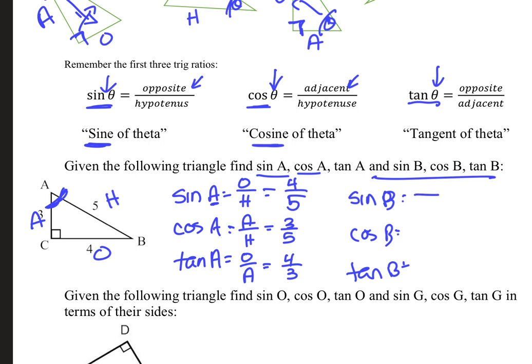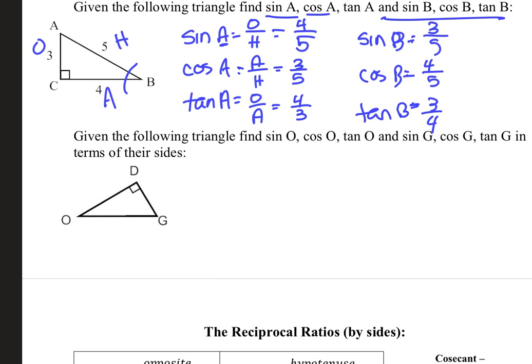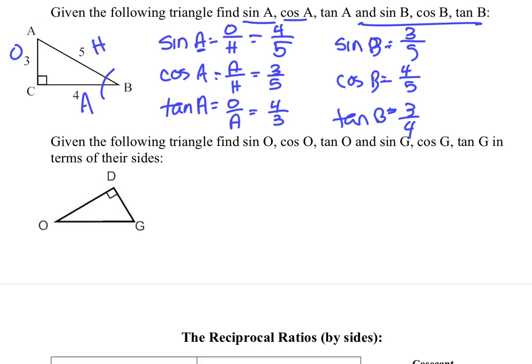So the 5s would stay in their spots, and the 4s and the 3s would all switch. Pretty amazing, right? So the O and the A would change. If we're going to B here, this is the adjacent side. This is the opposite. So when we do this, it's 3 over 5, 4 over 5, and 3 over 4. Okay, fabulous. All right, so what happens when we talk about sides and angles?